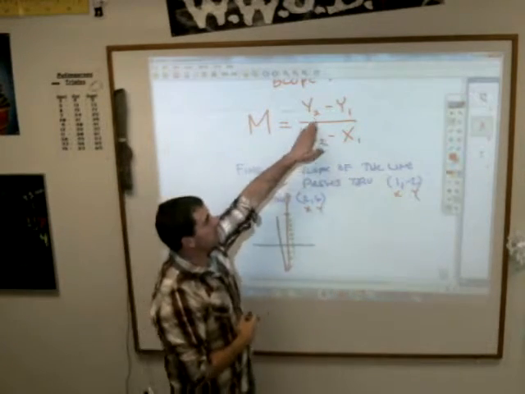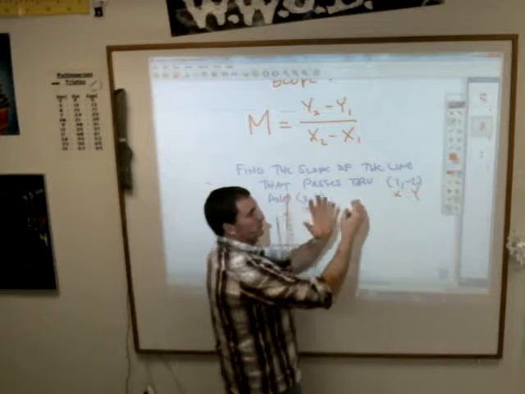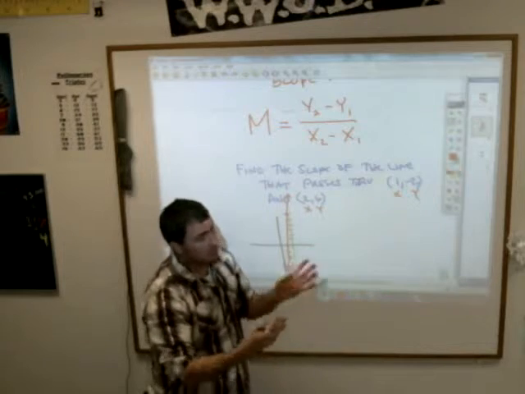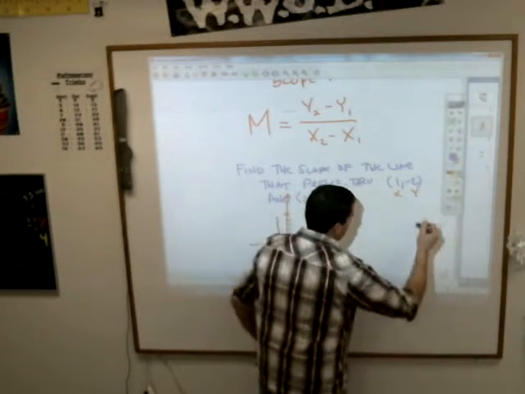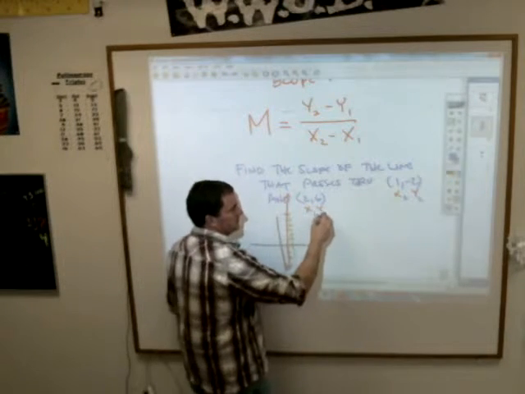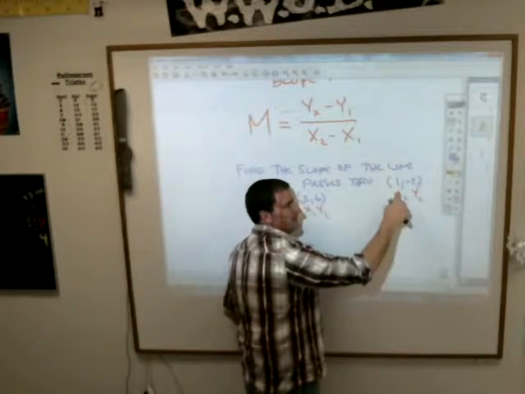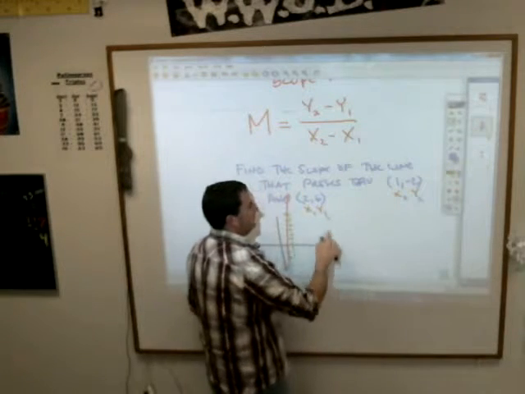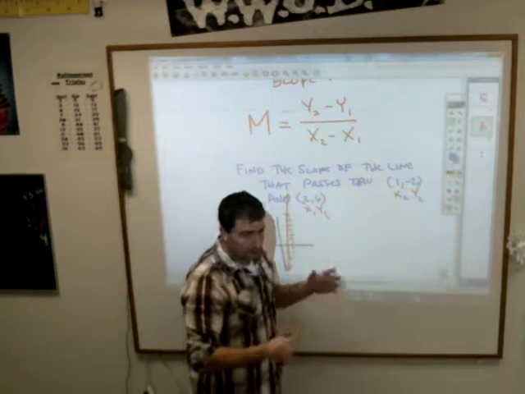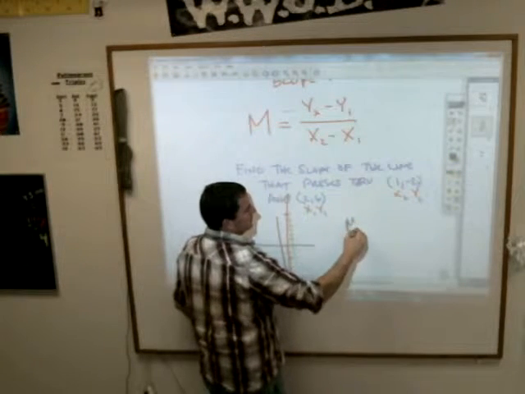These little subscripts, the 2 and the 1, help you to stay organized, because it doesn't matter which one you call the 2's and which one you call the 1's, as long as y2 goes with x2 and y1 goes with x1. I'm just going to pick this to be the 2's and this point to be the 1's. I can't make this an x2 with a y1. You need to call both of them that group. So watch the beauty of math in action.